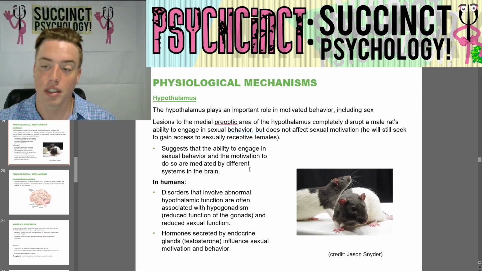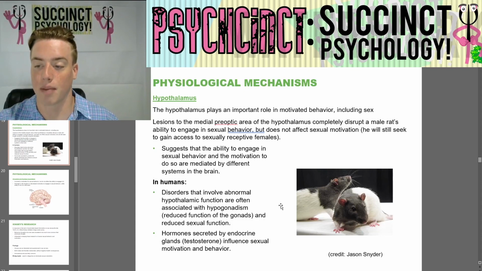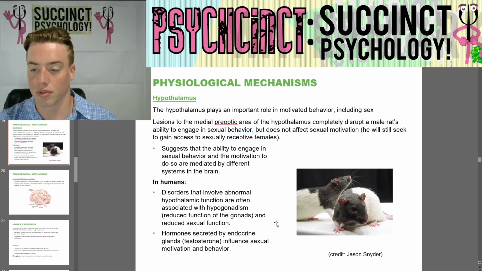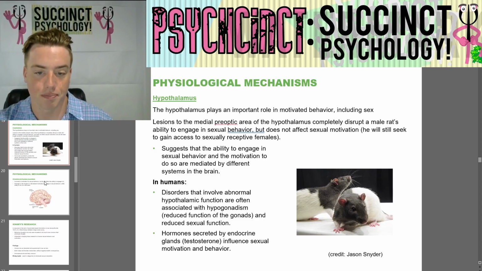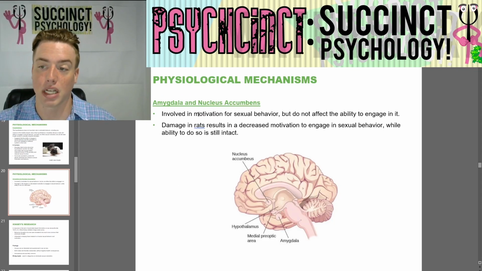This suggests that the ability to engage in sexual behavior and the motivation to do so are mediated by different systems in the brain. In humans, disorders that involve abnormal hypothalamic function are often associated with hypogonadism, or reduced function of the gonads, and reduced sexual function. Hormones secreted by endocrine glands, testosterone, influence sexual motivation and behavior. Now, physiological mechanisms continued. We have the amygdala and the nucleus accumbens.